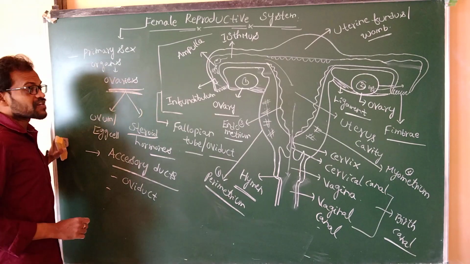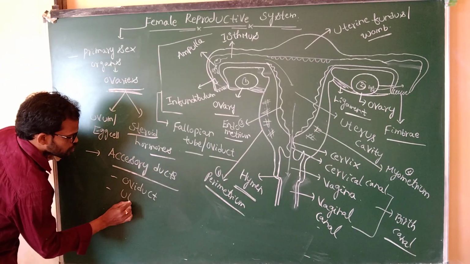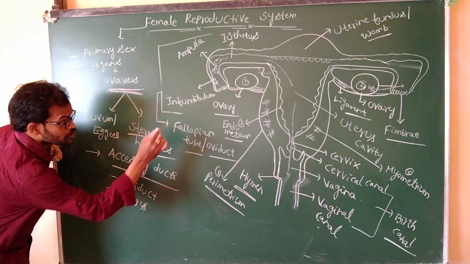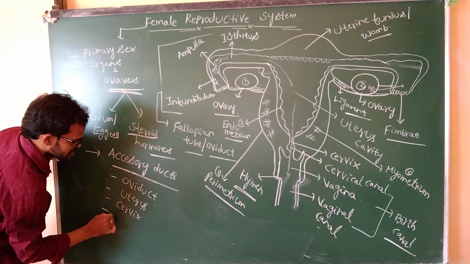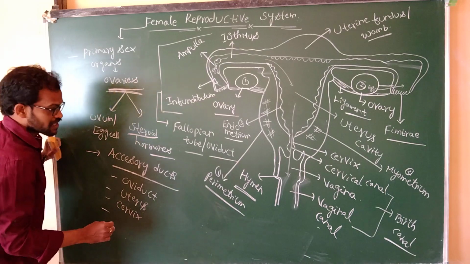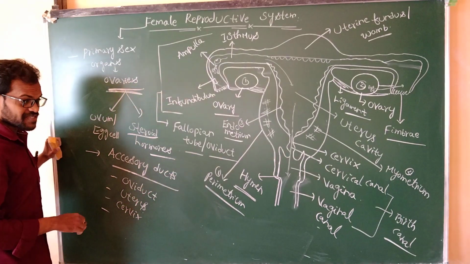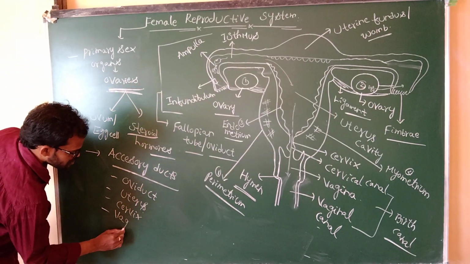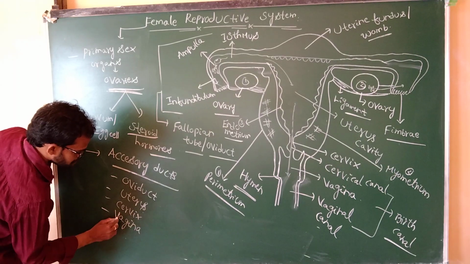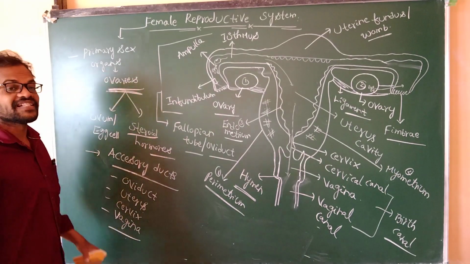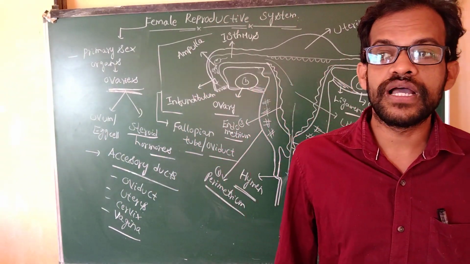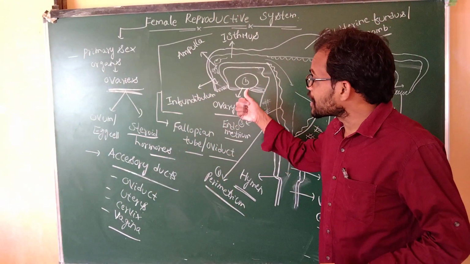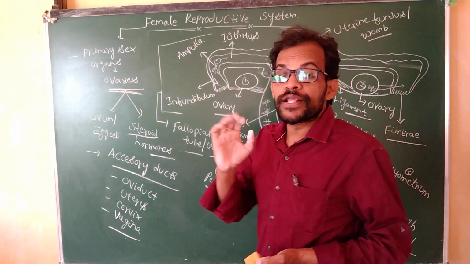The next one after the oviduct is the uterus, the uterine cavity. The next one is the cervix, the cervical canal. The next one is the vagina. These accessory ducts also participate in the female reproductive system.